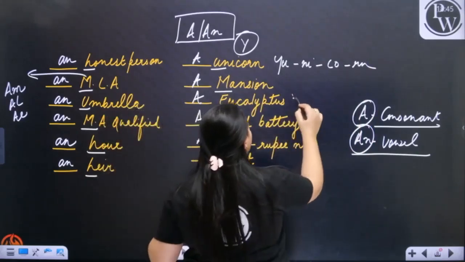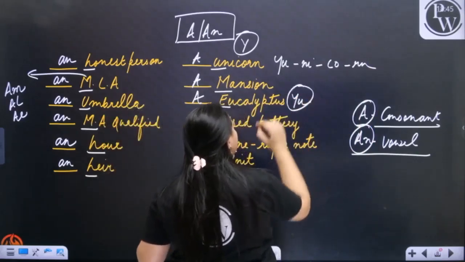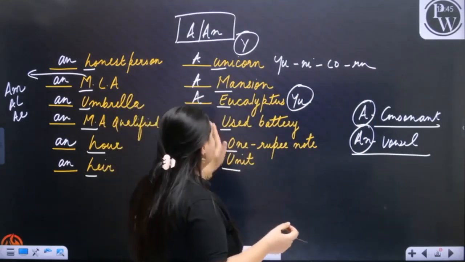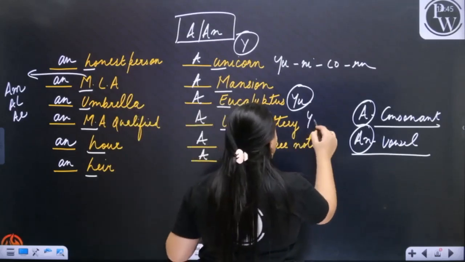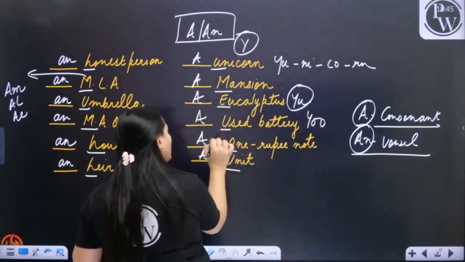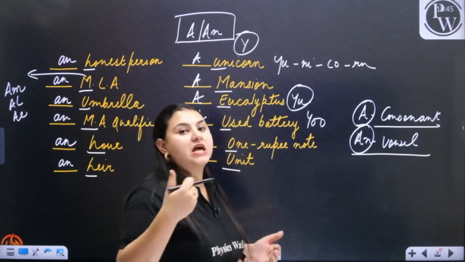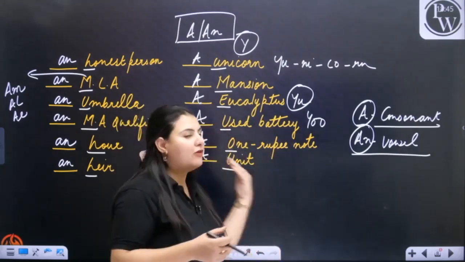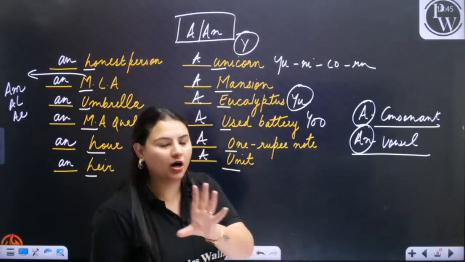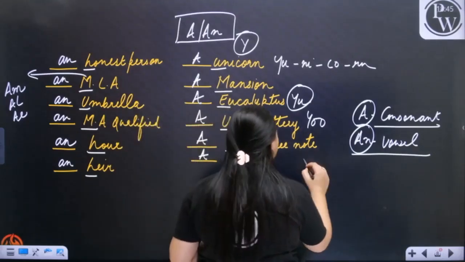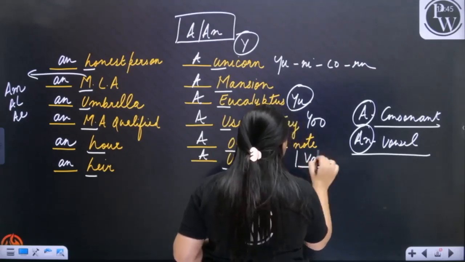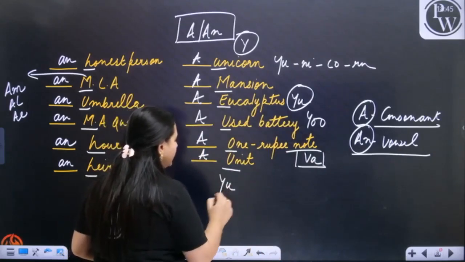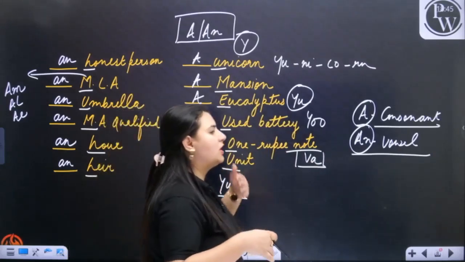Eucalyptus. It is starting with eucalyptus, and ya. Ya is the sound of a consonant. That is why we put A before it. Used battery. U is starting with ya. That is why we put A before it. Similarly, 1 rupee note is starting with V. It is not starting with O, it is starting with V. The sound it is making is V. Unit, again, it is starting with Y. That is why we have to put A before it.